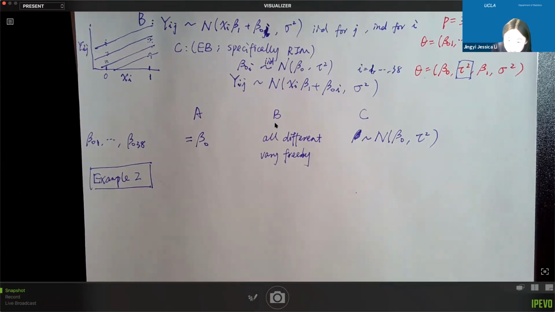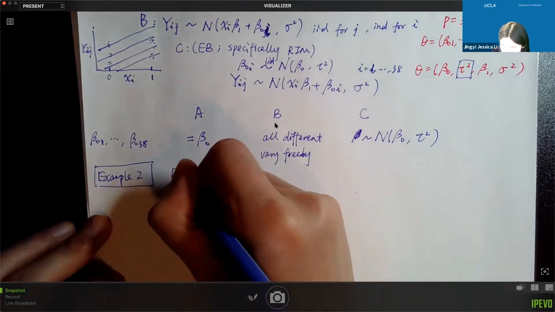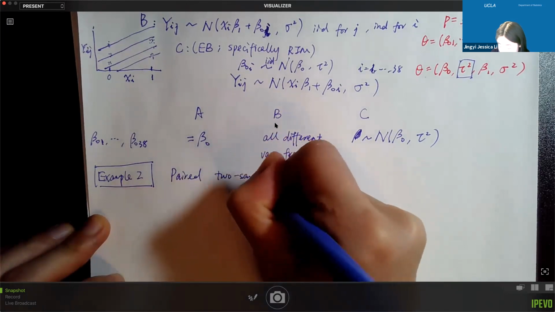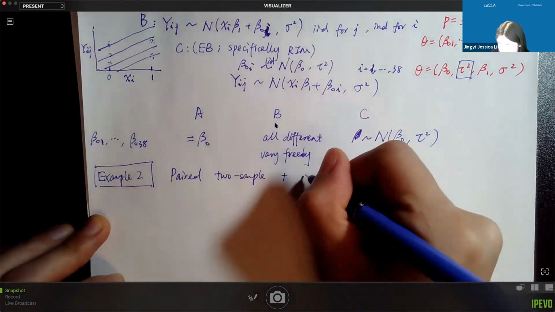Okay, so the second example is what we call the paired two sample t-test.